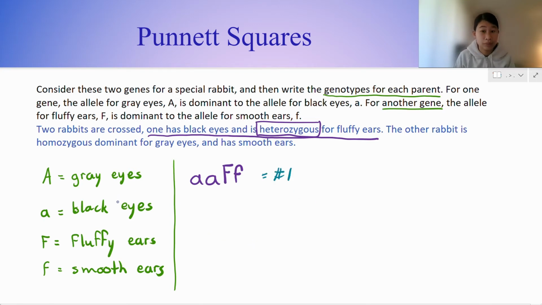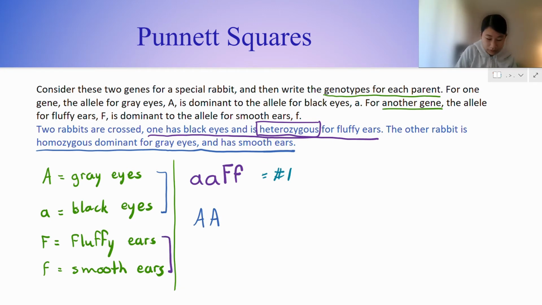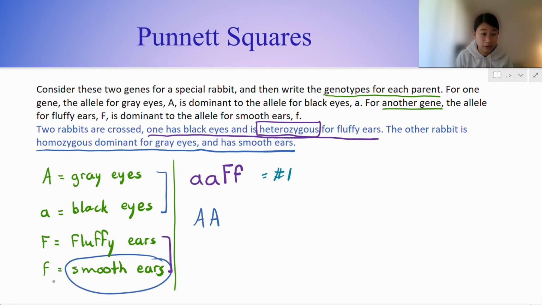Now let's do parent number 2. Parent number 2 is homozygous dominant for gray eyes and has smooth ears. For gray eyes, we're talking about eye color, and homozygous dominant means that both alleles for eye color are dominant, which is capital A, capital A. Now for ear texture, smooth ears correspond to a recessive allele, meaning that we need 2 recessive alleles.